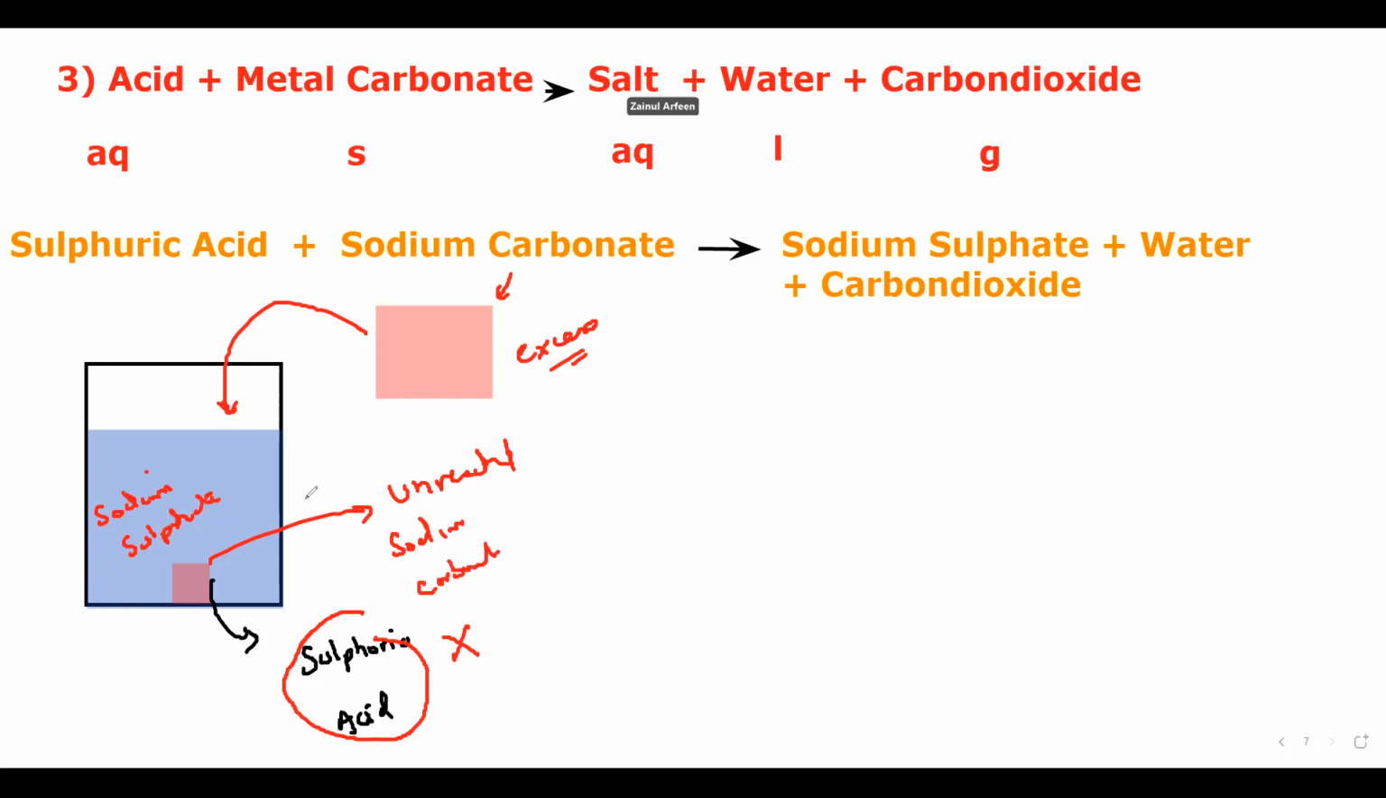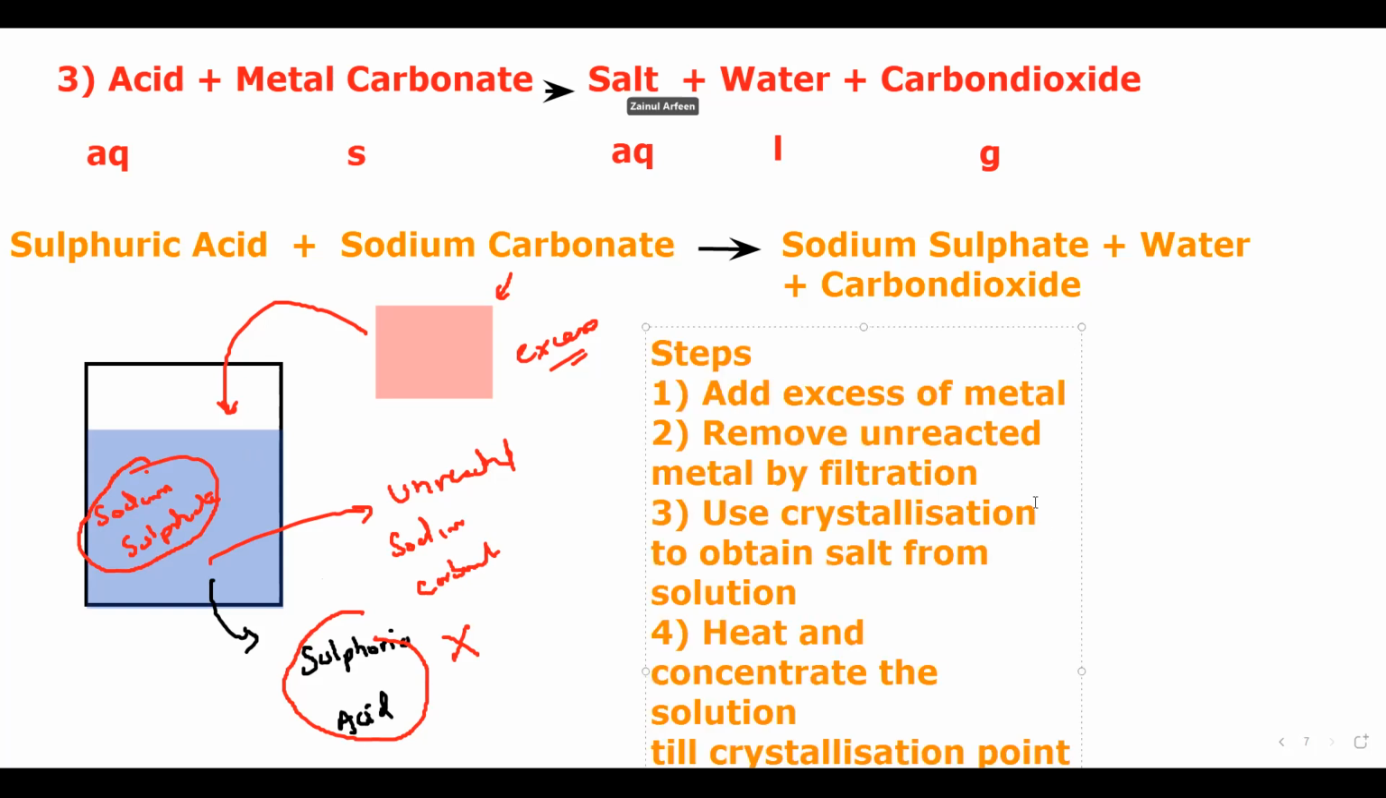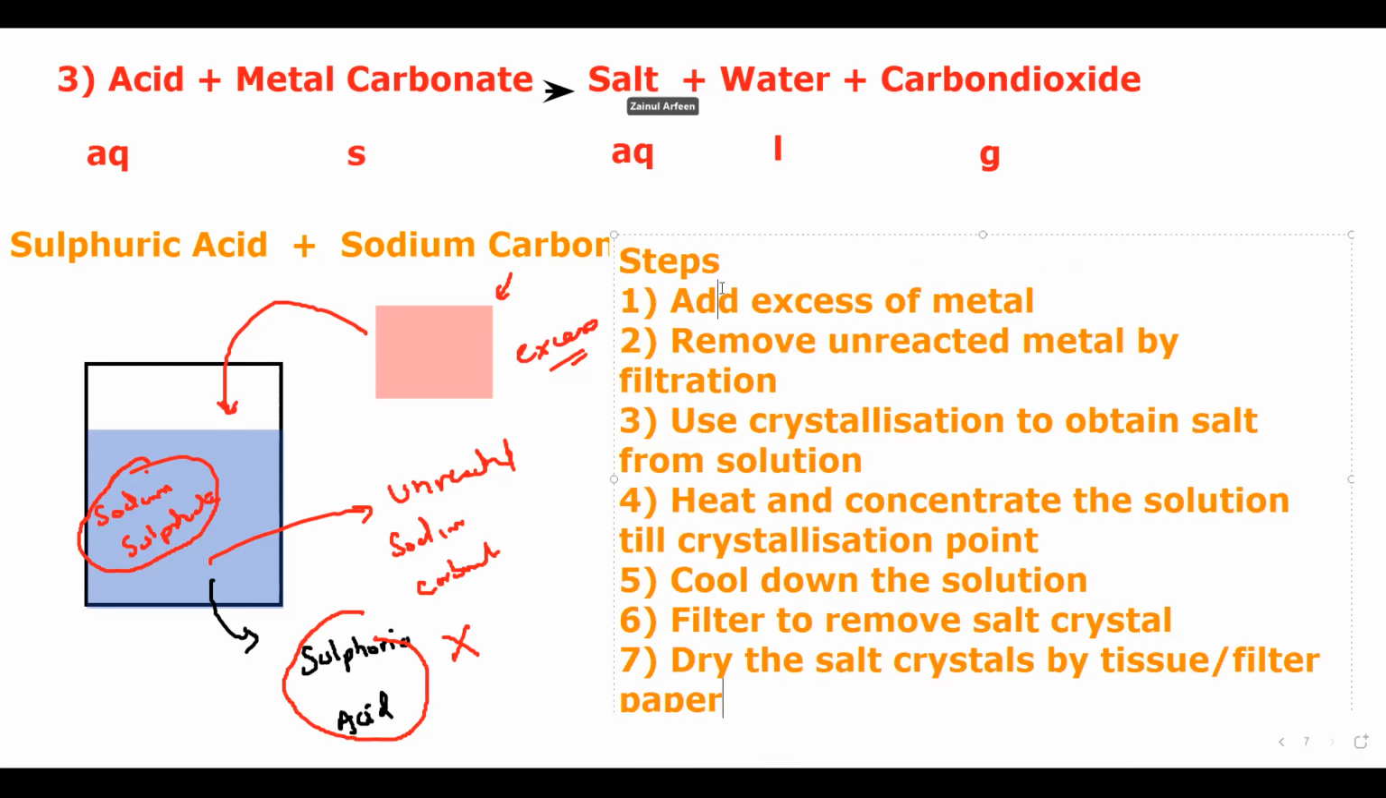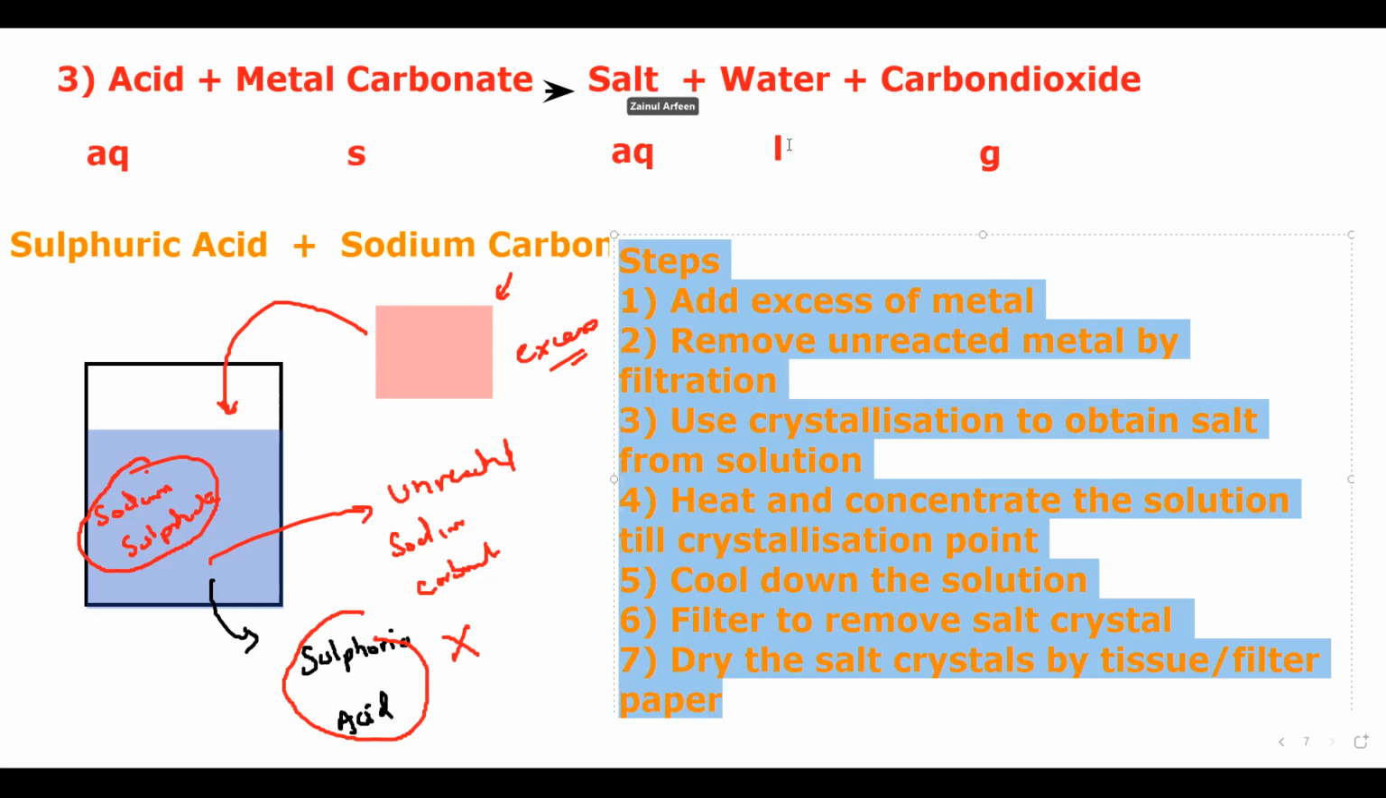So how do we remove this unreacted sodium carbonate? We'll use filtration. We use the technique of filtration and we remove this unreacted sodium carbonate. Once it is removed, we are left with sodium sulfate solution. And how do we obtain a salt from the solution? We can mention crystallization or evaporation. But in the exam, try to write crystallization, as the points are more detailed, and you can include more points if you're writing about crystallization rather than evaporation.